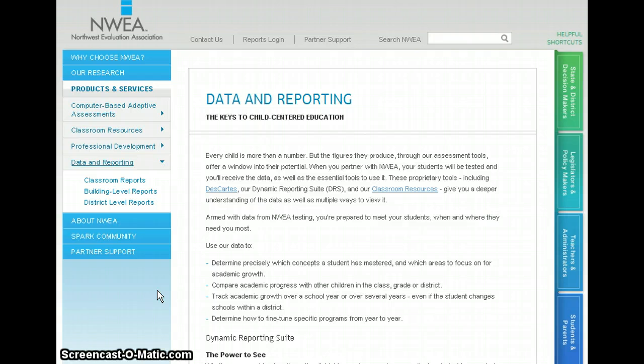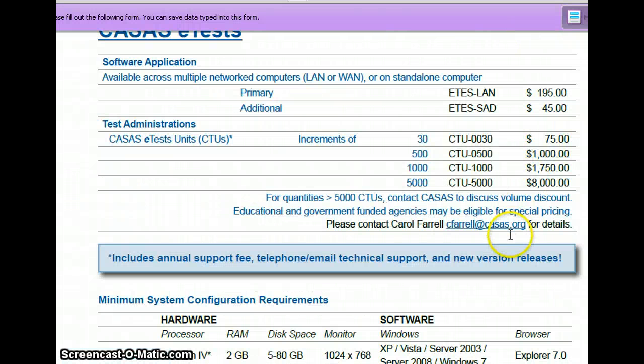Aside from the students, the software and support are expensive. Some school districts might not have the funds available for the expense. The price of the MAP assessment was not available at the NWEA website. At the CASAS site, e-test units for adults are sold in increments of $500 for $1,000. This includes technical and phone support as well as updates.